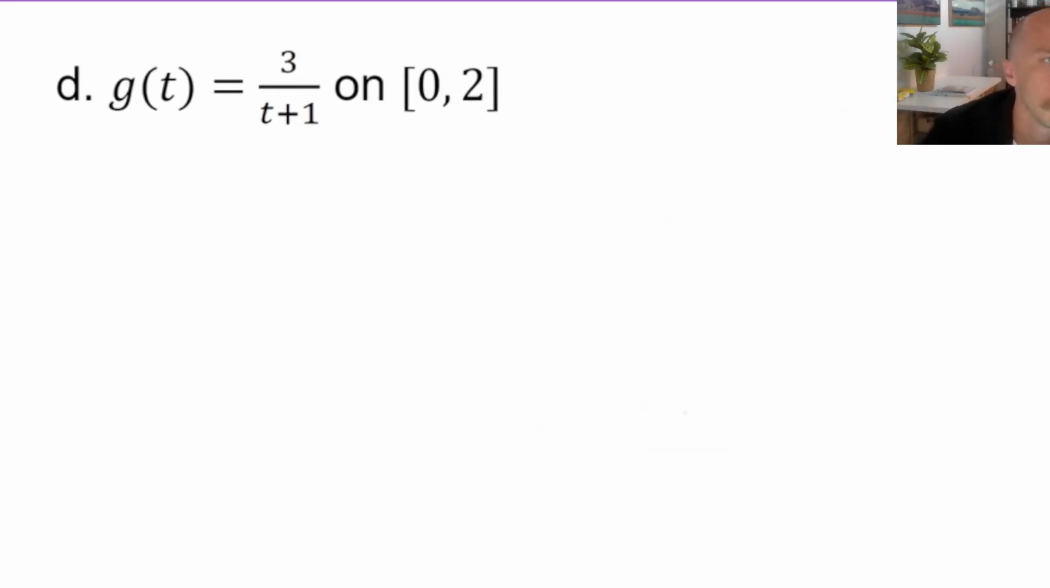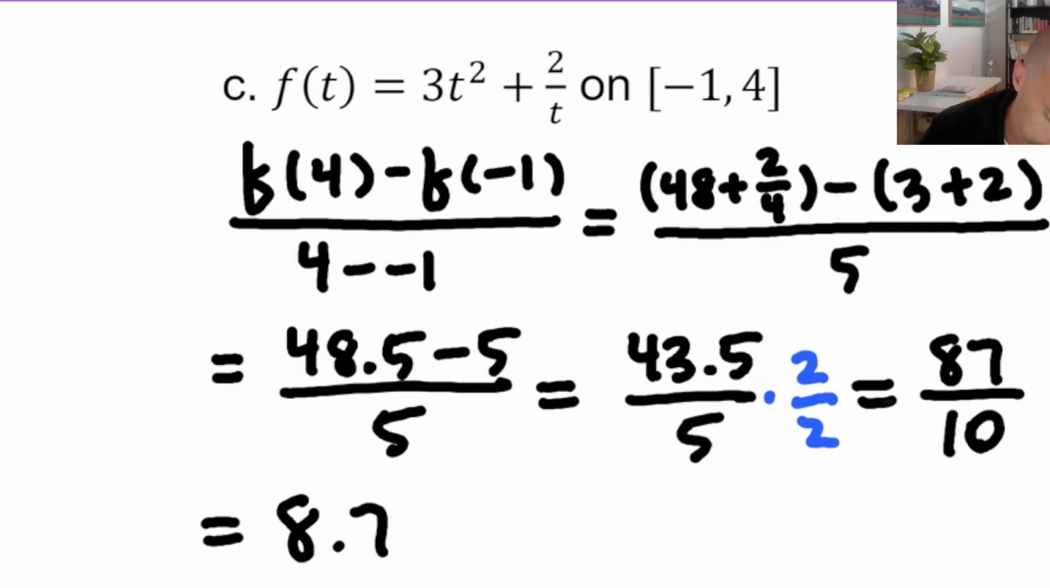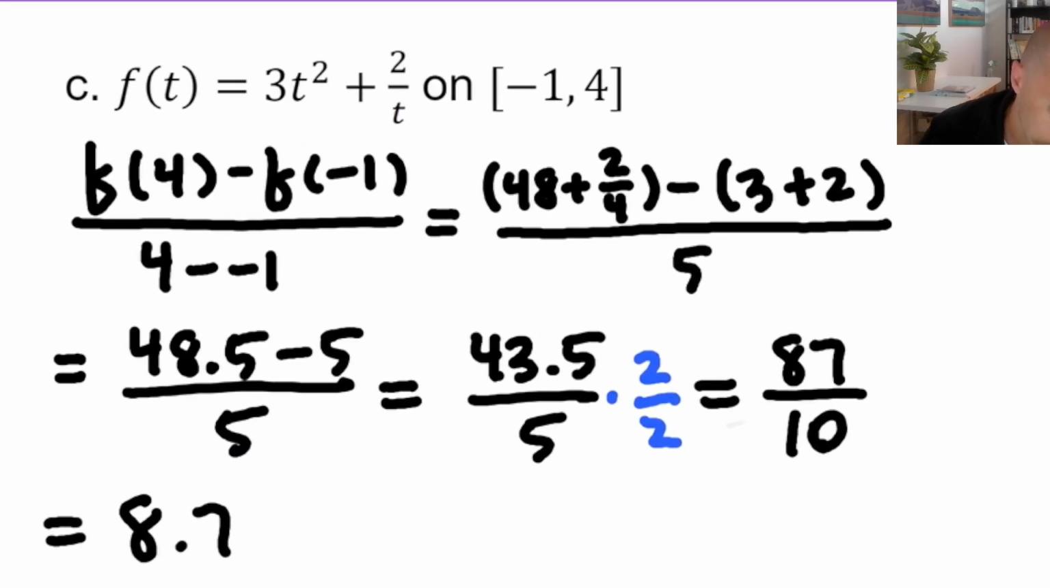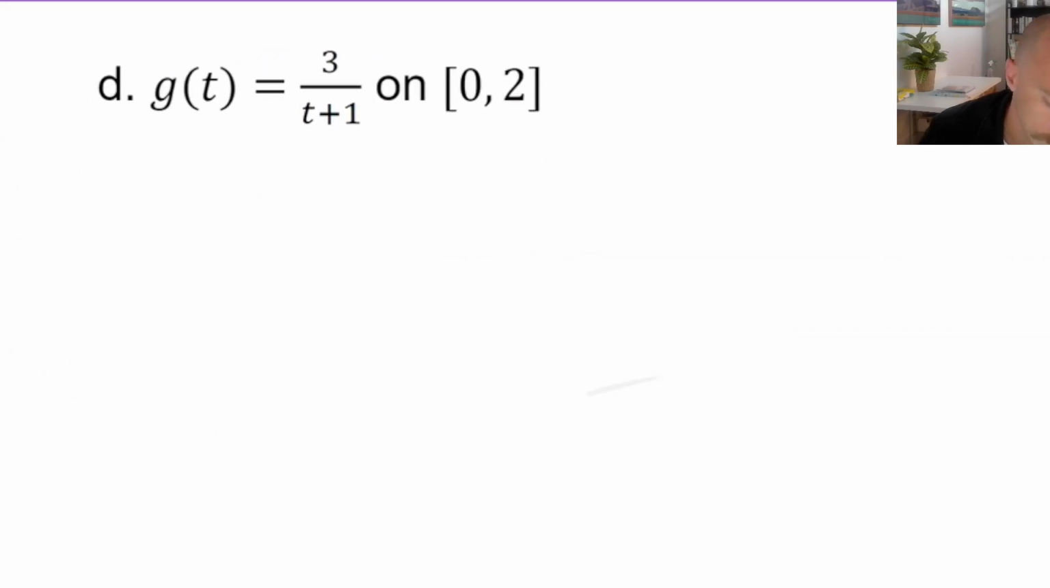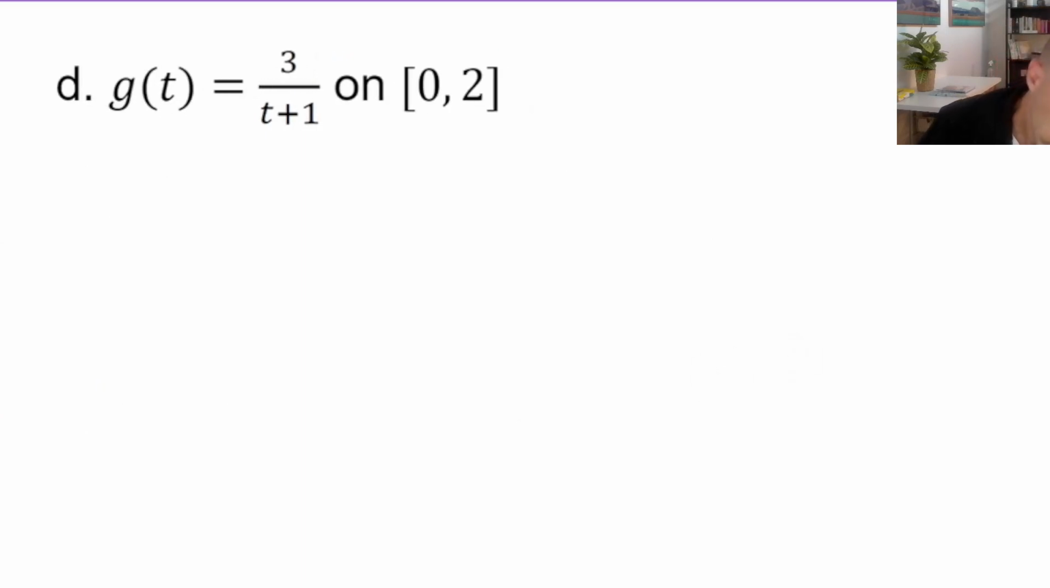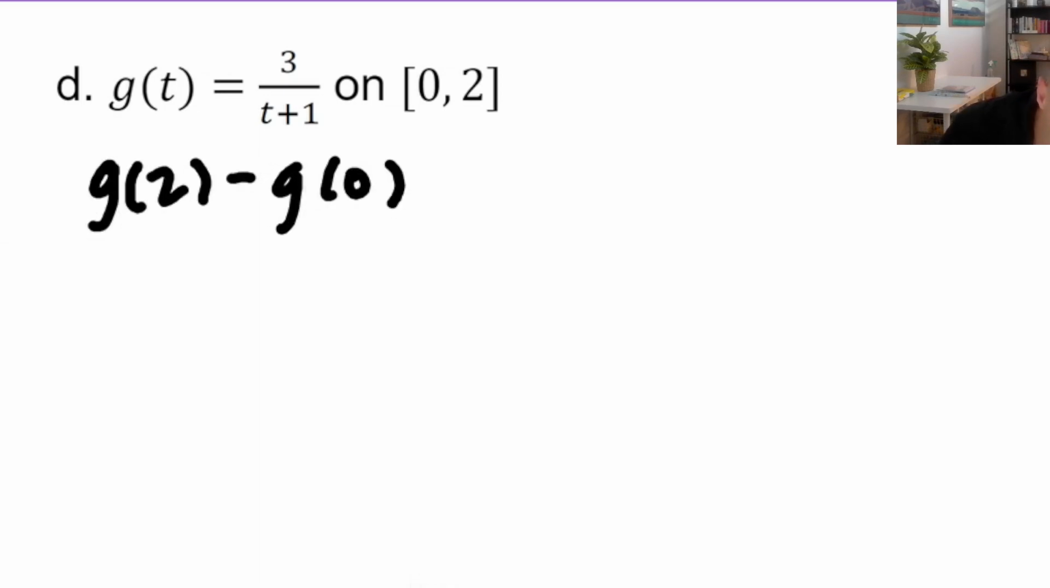Okay, so for this one, g of t equals 3 over t plus 1 on t running from 0 to 2. So, okay, yeah. Negative 1 to 4. Oh, okay, yeah. Ignoring the fact that that's got a vertical asymptote in there. All right, so on 0 to 2, we're looking for g of 2 minus g of 0 divided by 2 minus 0.